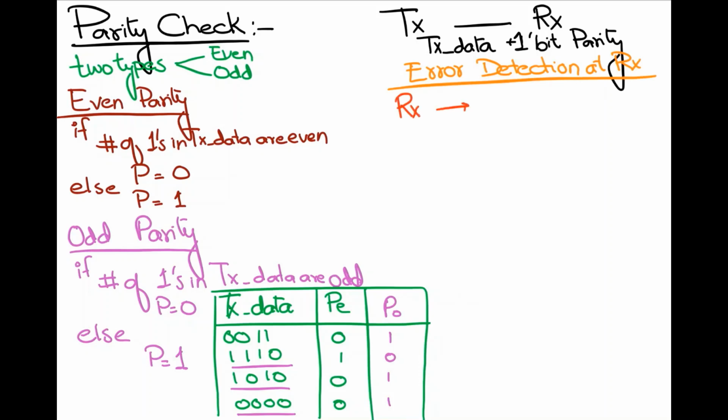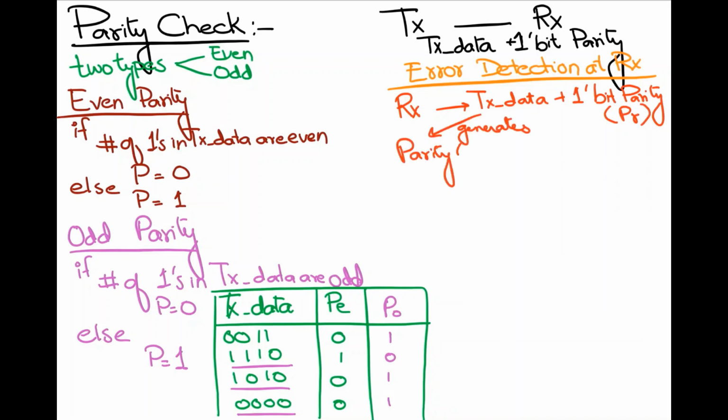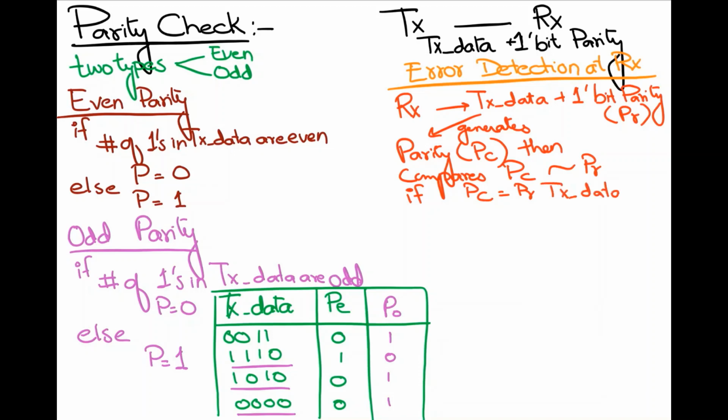The use of parity is error detection at the receiver side. Receiver side receives the transmitted data plus 1 bit of parity. Let's name this parity PR. Receiver also generates parity. Let's name this parity as calculated parity PC. Then the calculated parity is compared to the received parity. If the calculated parity is equal to the received parity, then the transmitted data is correct, else it's incorrect.